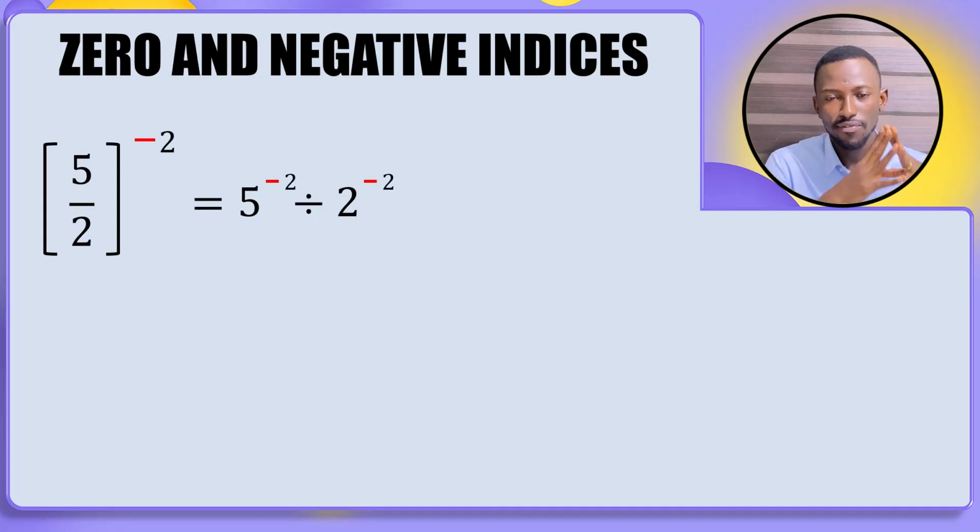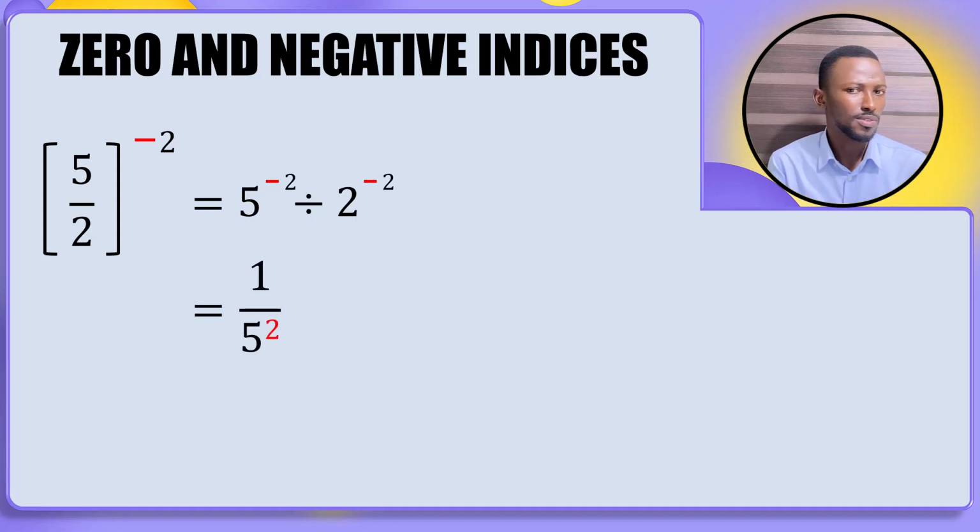It operates on the 5 and operates on the 2. So with that cleared out, what we need to do now is to solve like normal, right? We already understand the negative index law. So 5 to the power negative 2, what does that mean? It simply means 1 over 5 exponent 2. If you remember our previous line, 5 to the power negative 2 means what? 5 exponent negative 1 divided by 5 to the power 2.